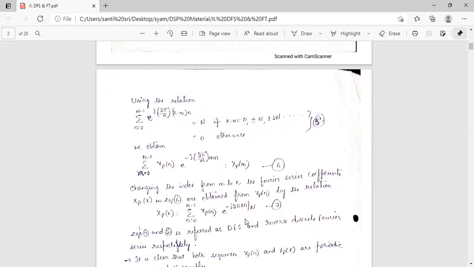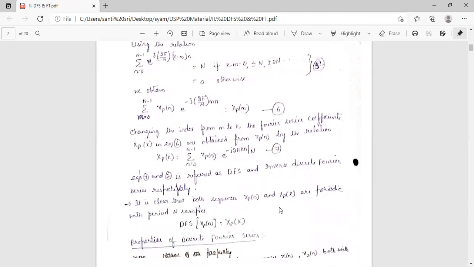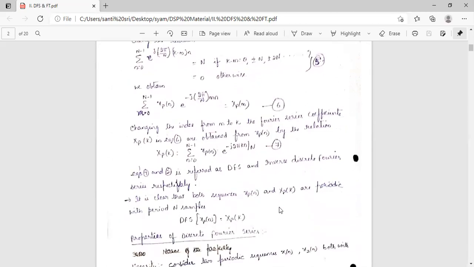So equation number 7 and equation number 2, these two are referred to as DFS, discrete Fourier series, and inverse discrete Fourier series, respectively: DFS and IDFS.